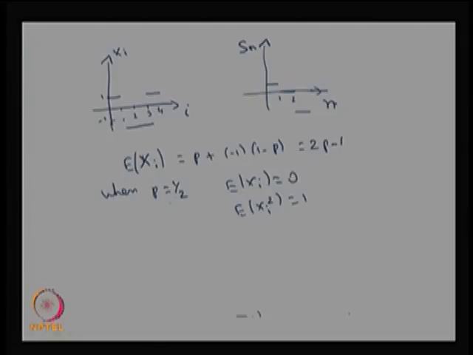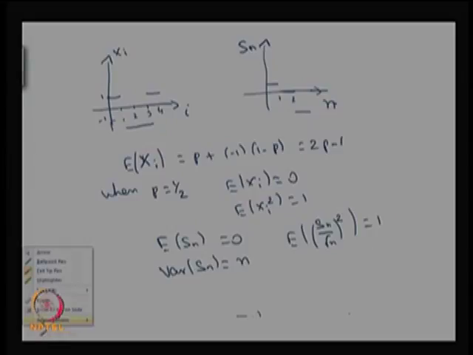Not only that, when p is equal to half, the expectation of Sn is going to be 0, the variance of Sn is going to be n, and the expectation of (Sn by root n) squared is going to be 1. So, the way I have got the results for the expectation of Xi and the expectation of Sn, I can go for the limiting distribution of Sn.